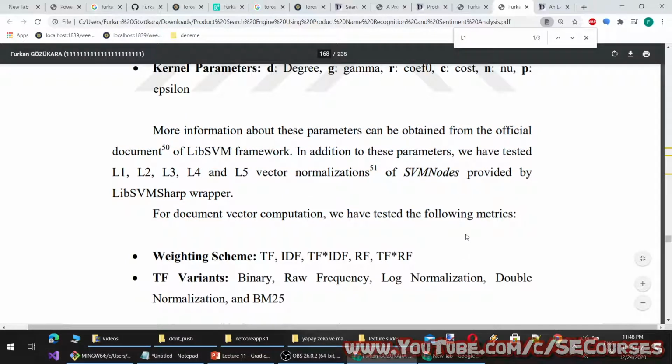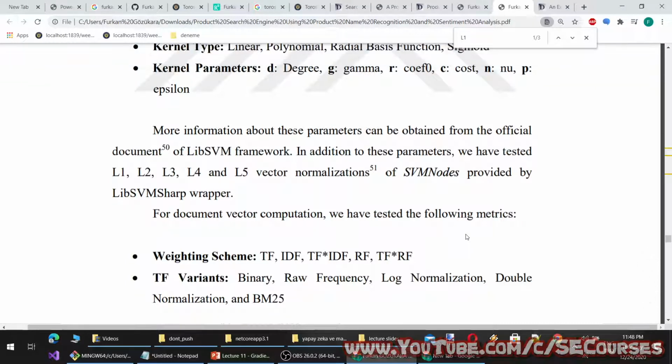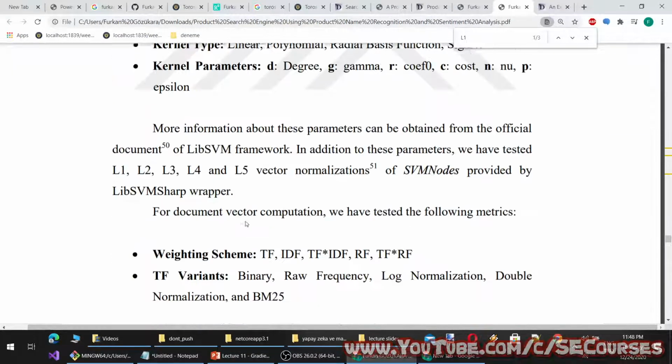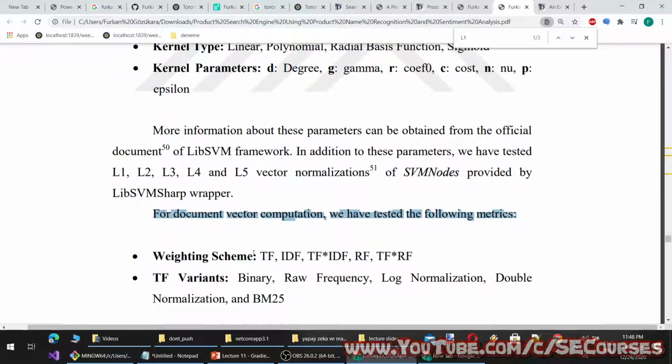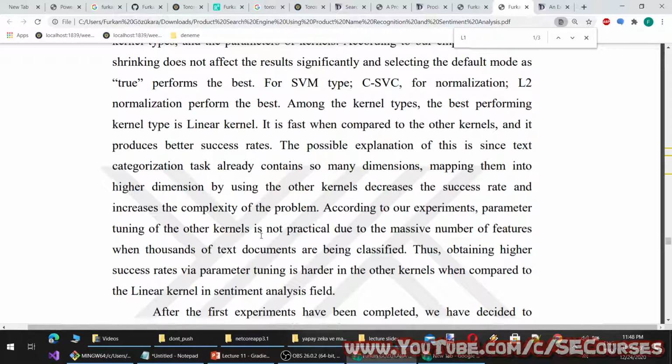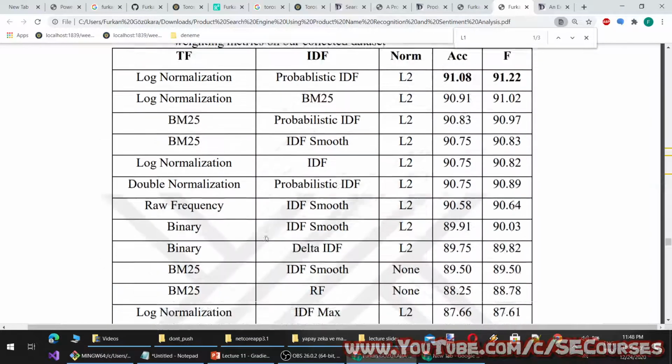More information about these parameters can be obtained from the official document of the libsvm framework. In addition to these parameters, we have tested L1, L2, L3, L4 and L5 vector normalizations of SVM nodes provided by the libsvm sharp wrapper. For document vector computation, we have tested the following metrics. Okay, let's see the regularization results.